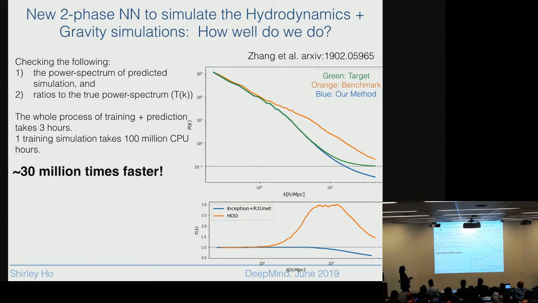I took some slides from the DeepMind talk I recently gave, so don't mind the DeepMind question here. We thought this is interesting because our method, which is Inception plus R2UNet, is very, very simple, a two-phase neural net, and works so much better than the state-of-the-art HOD. On the other hand, it's not too surprising, because with HOD you cannot get the galaxy scale correct. And the training simulation takes about 100 million CPU hours, while our whole process of training plus prediction takes 3 hours. So that was fast, even including training.